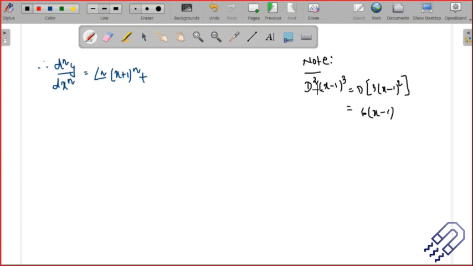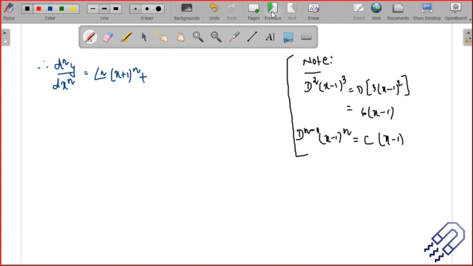So this is 2, which is 1 less than the power. So that means d^n of (x minus 1)^n, now if this is 1 less, that means minus 1. Whatever term you are going to get is going to be some constant, some value like 6 into (x minus 1). Please remember this, understand this, x minus 1.